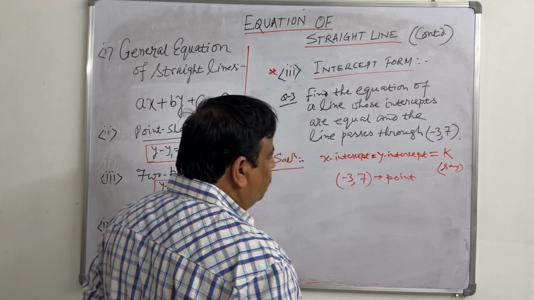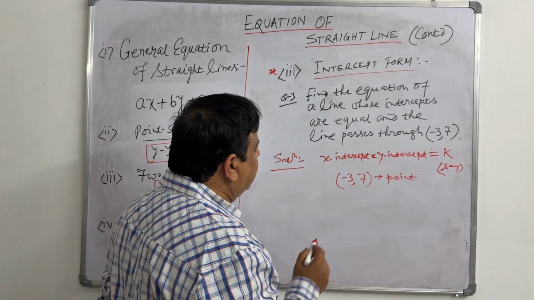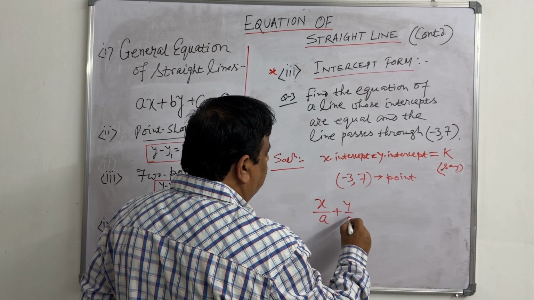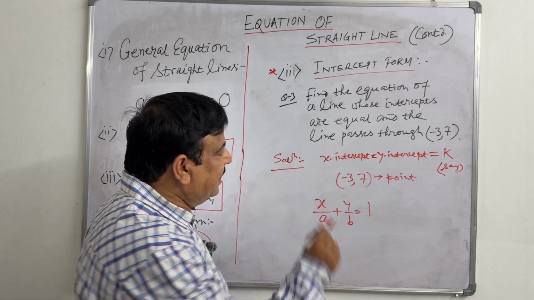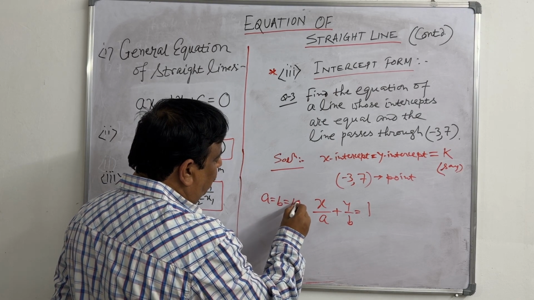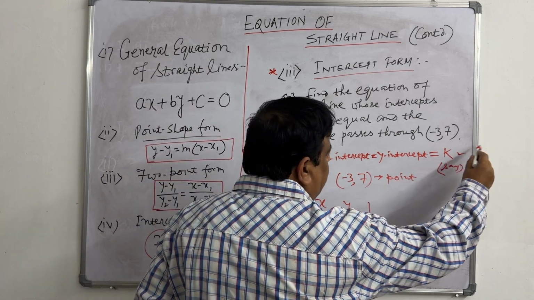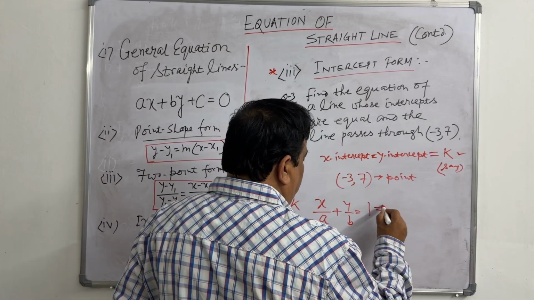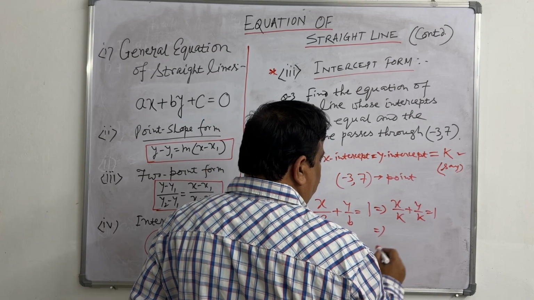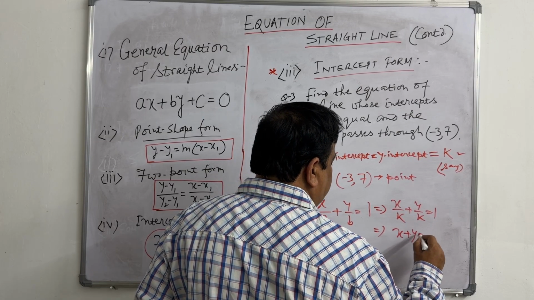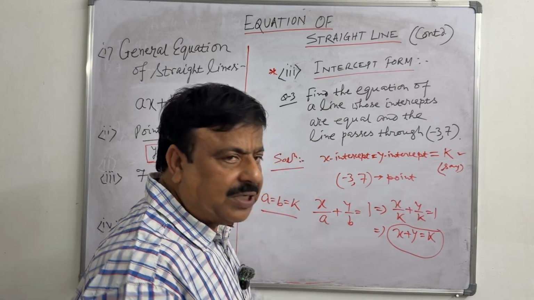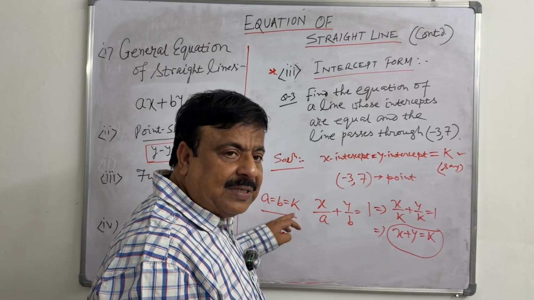So according to intercept form, what is the equation? x by a plus y by b is equal to 1. Given intercepts are equal, that means a is equal to b, and we have assumed that this is equal to k. So put the value here. What will you get? x by k plus y by k is equal to 1, which implies x plus y is equal to k. So this is the equation of the straight line under consideration, where intercepts are equal to k.